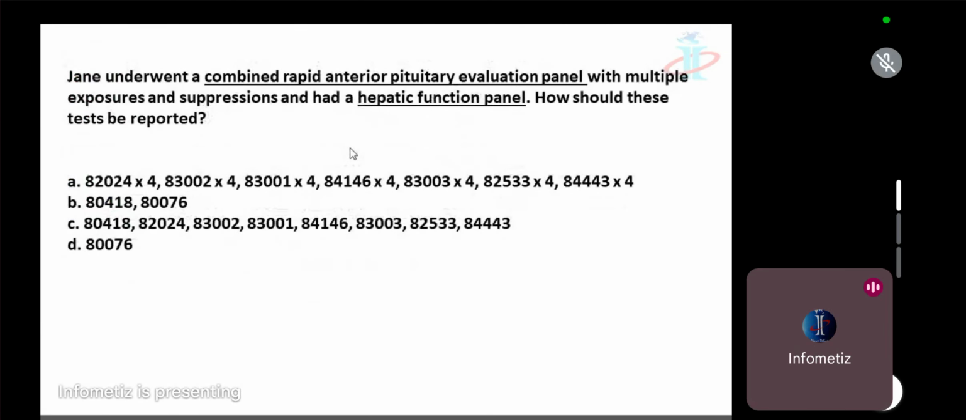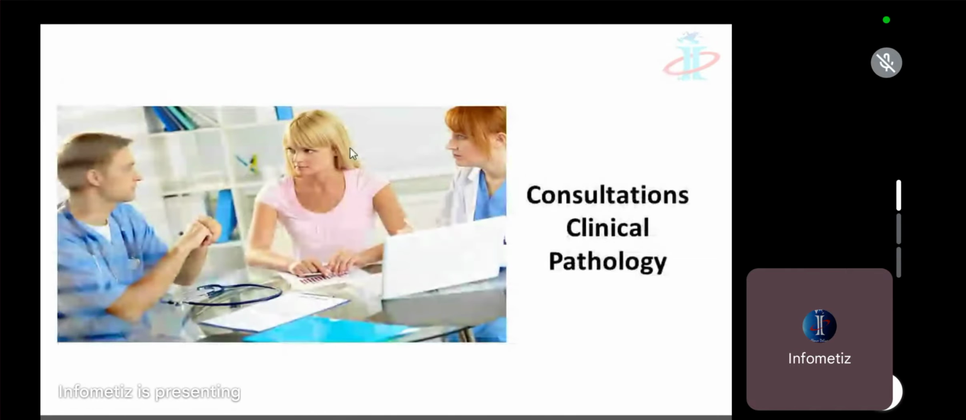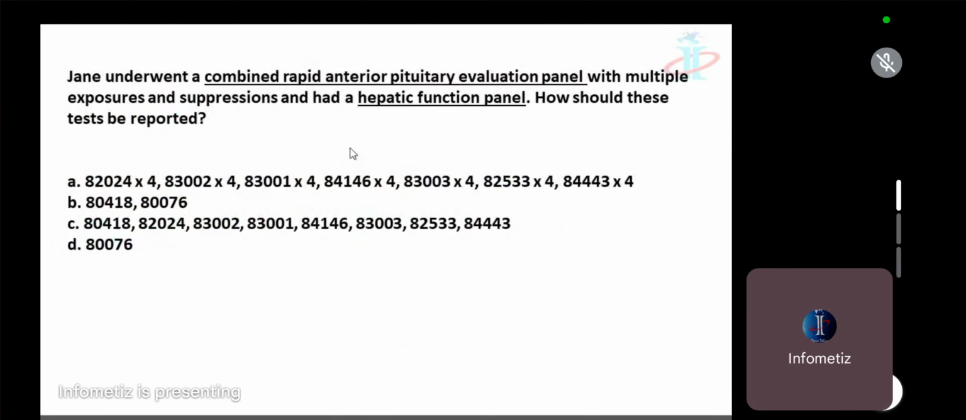See, Jane underwent a combined rapid anterior pituitary evaluation panel with multiple exposure and suppression and had a hepatic function and renal function panel. Can you check this one? Can we code 80418 along with 80076? 80076, I believe that is the hepatic function panel. Yes, sir.